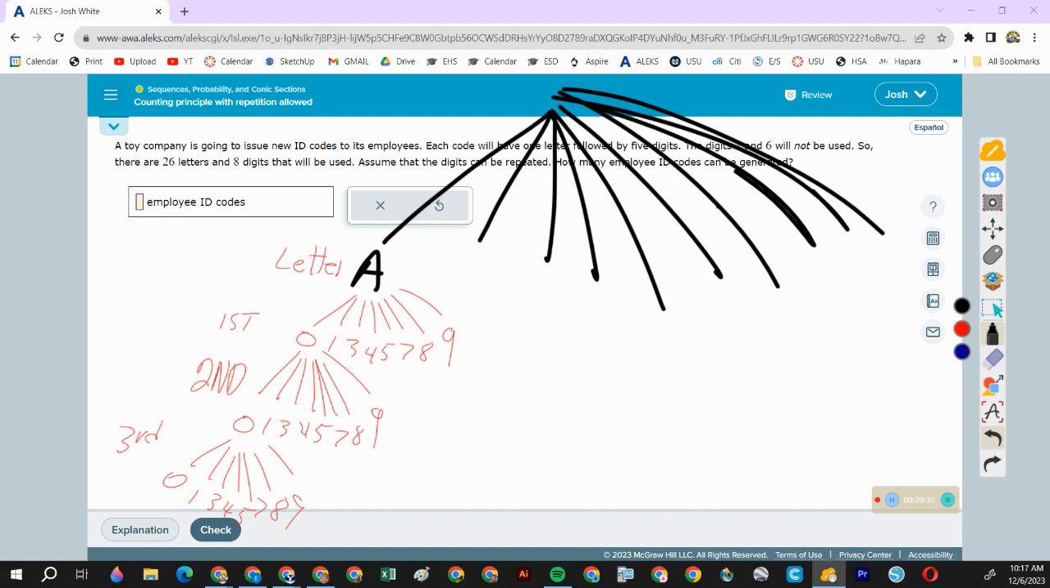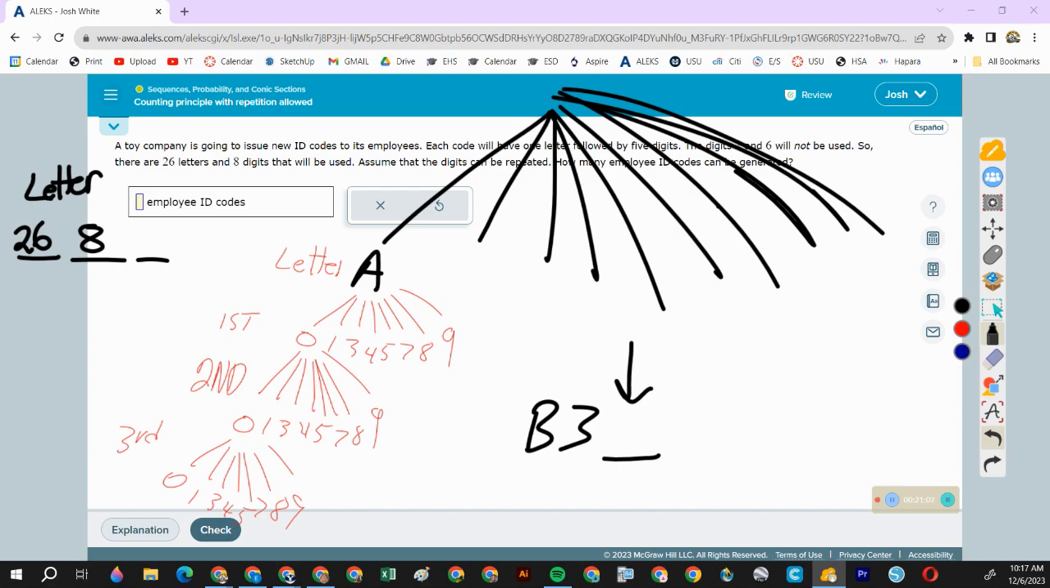So, how many options are there for my letter? 26. How many options are there for number 1? 8. How many options are there for number 2? And this can be a little bit tricky. If I pick B3, can I put a 3 there? Can an ID code contain 2 3s? Yes, it can. So this is going to be 8.